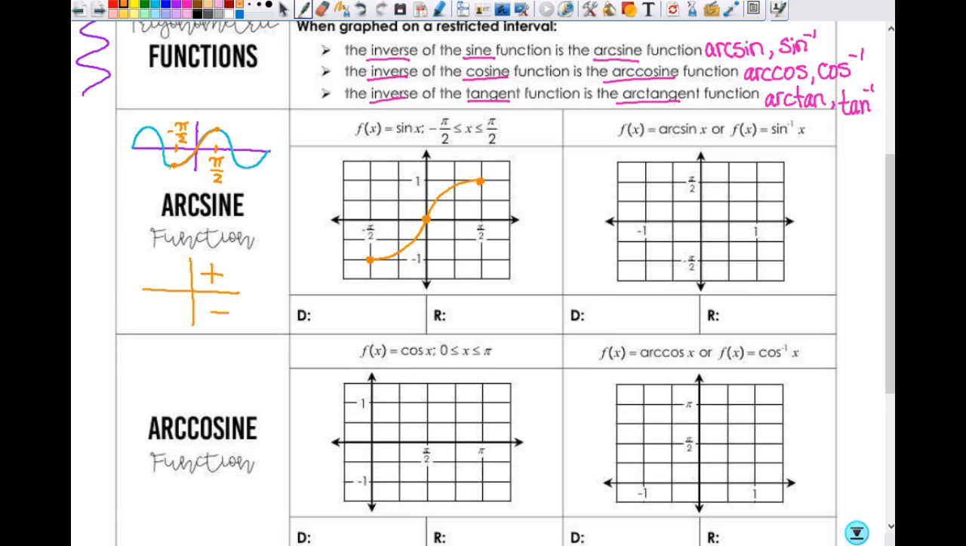So the domain of what I just graphed, what's that domain? Good. Negative pi halves to pi halves. Do I include them? Yes. What is the range? Negative 1 to 1. Okay. Everybody good with that? Any questions at this point?